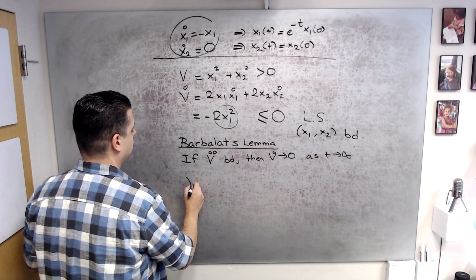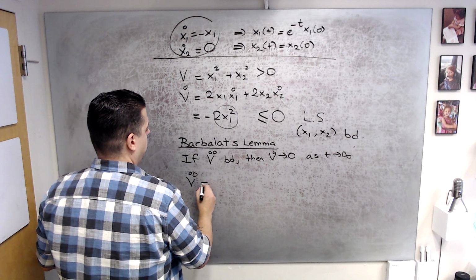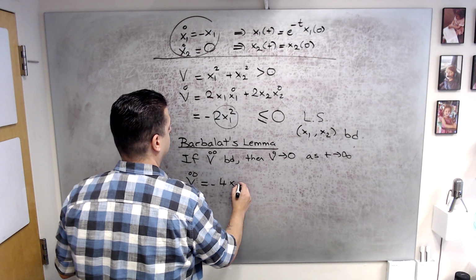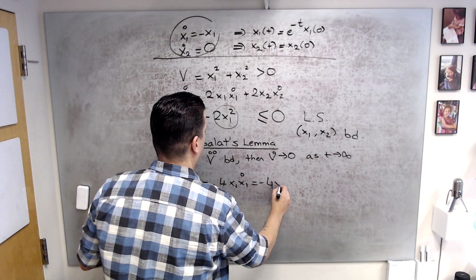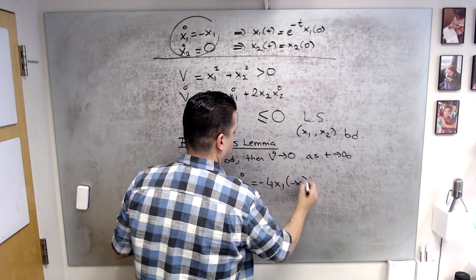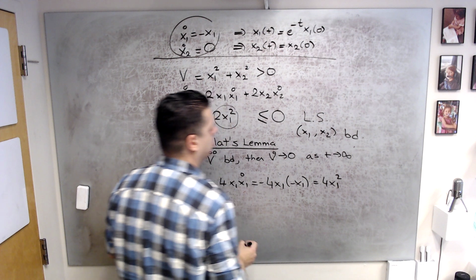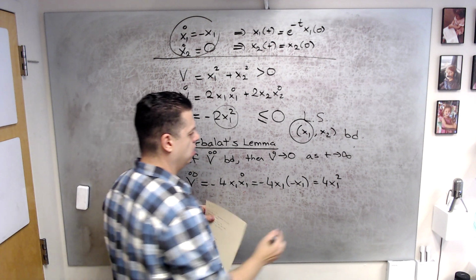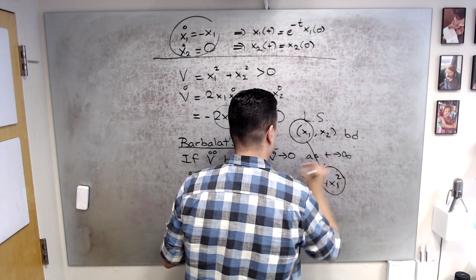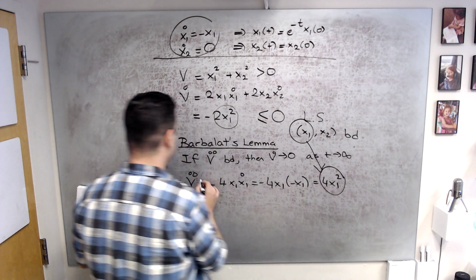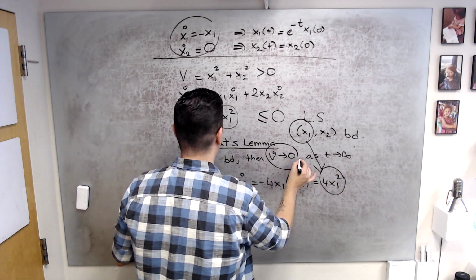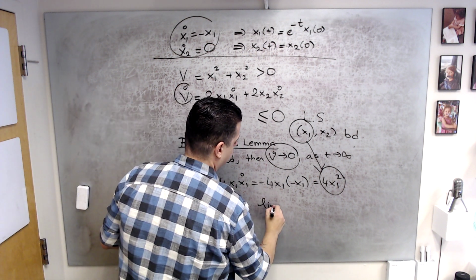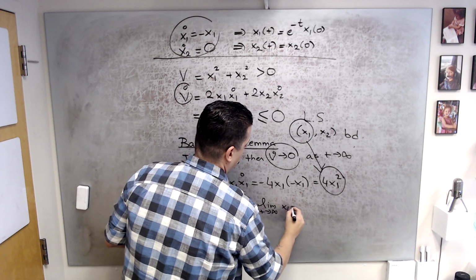So let's look at v double dot. It is basically minus 4 x1 x1 dot, which is minus 4x1 times minus x1, or 4x1 to the power of 2. Now here we already established x1 is bounded, coming from Lyapunov stability. If this is bounded, then v double dot is bounded. Then v dot goes to 0. What is v dot? This guy. So from Barbalat's lemma, the limit as t goes to infinity of x1 is 0.